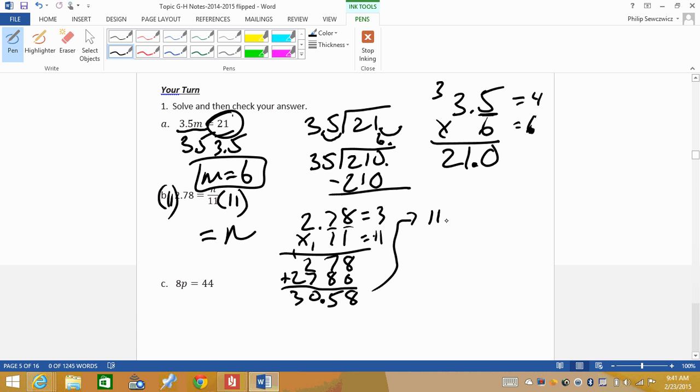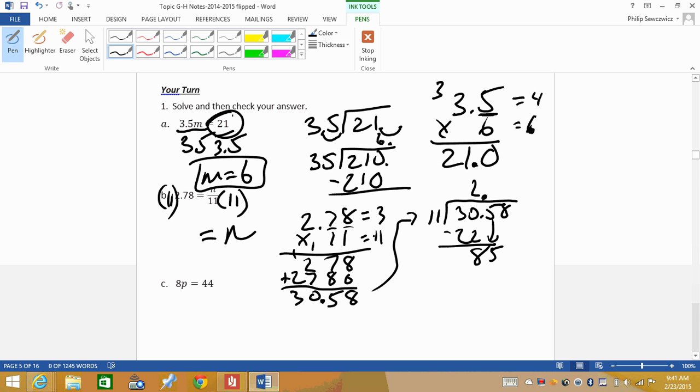Let's put your 11 because we are dividing by it. 35.8, push your decimal straight up. Now again, I should get 2.78, so it should go in 2 times. Let's see if it works. 22. Yeah, that worked. Subtract, I get an 8. Bring down the 5. It should go in 7 times.